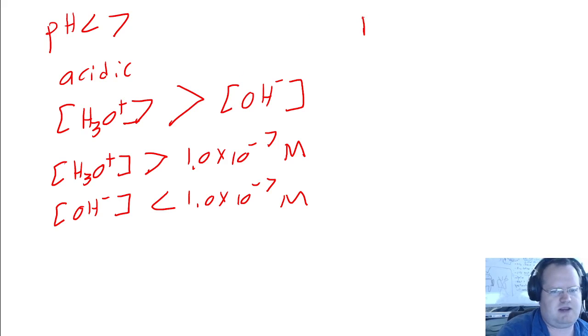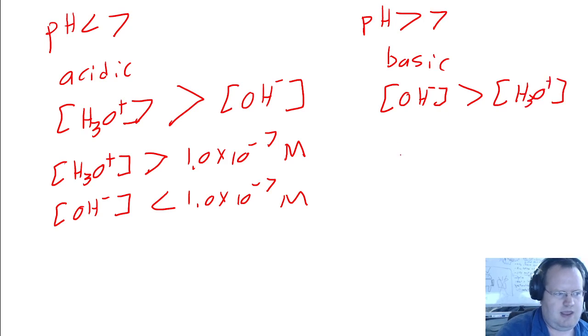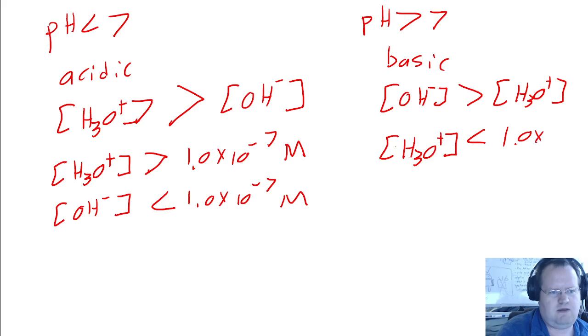Then you have the other case where pH is greater than 7, which is our basic condition, which means that our hydroxide is going to be greater than our H3O+. And that means we have the inverse of the relationship on the left, which is the H3O+ will be less than 1 times 10 to the negative 7th molar, and that OH- will be greater than 1 times 10 to the negative 7th molar.